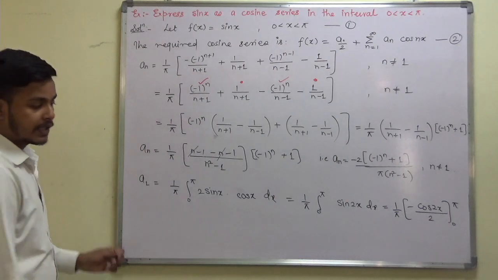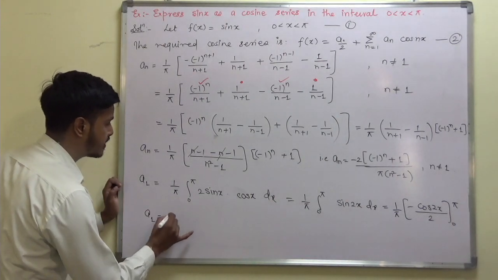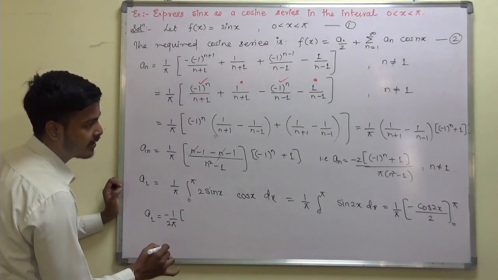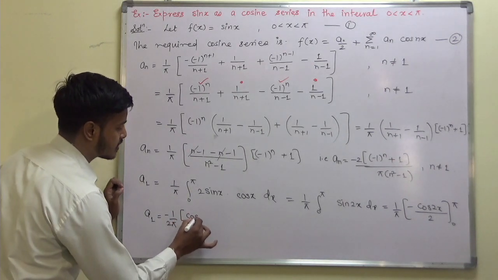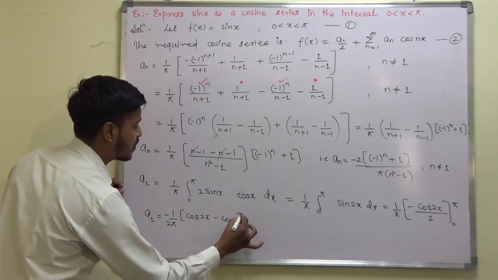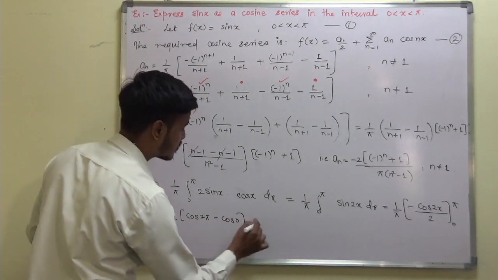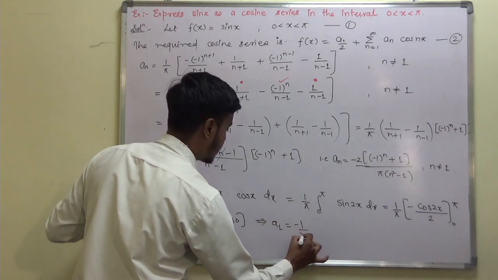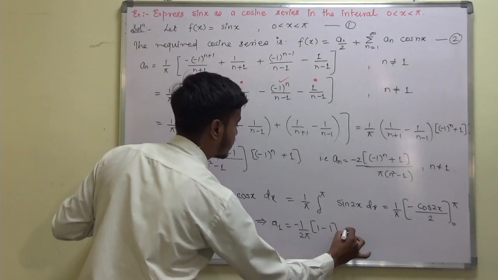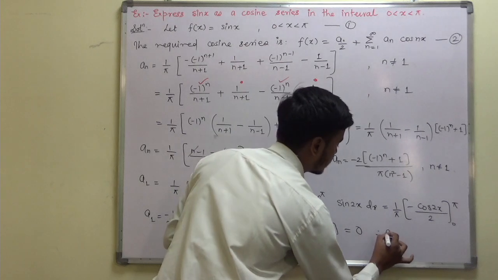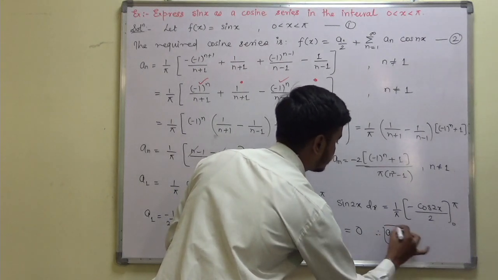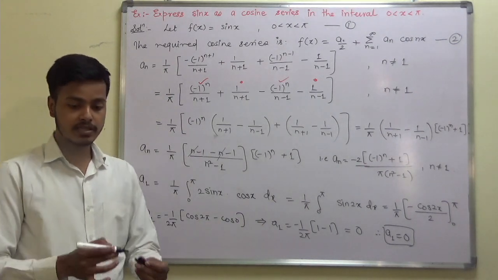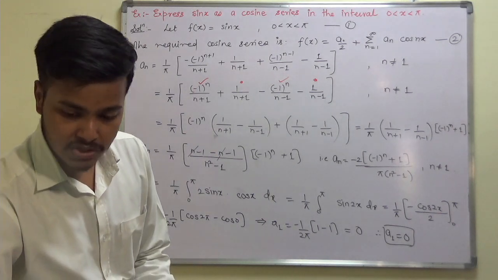Okay, then when you solve this, a1 is equal to minus 1 by 2 pi, cos 2 pi minus cos 0. Cos 2 pi is 1, and cos 0 is 1. So this implies a1 is equal to minus 1 by 2 pi into 1 minus 1, which is 0. Therefore, a1 is 0. Okay? So after getting this a0, a1 and an, you can just substitute in the equation.